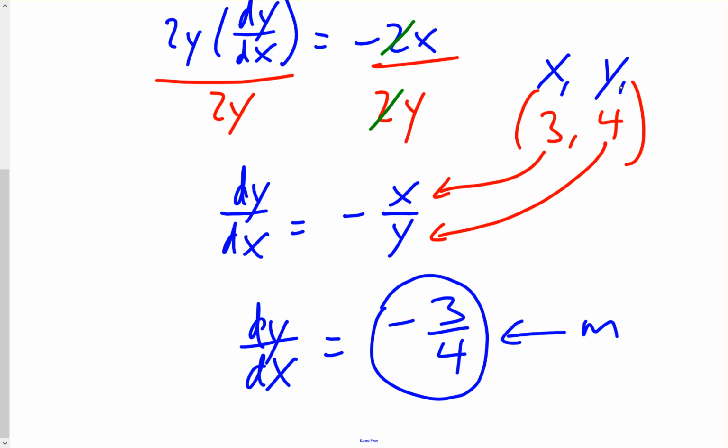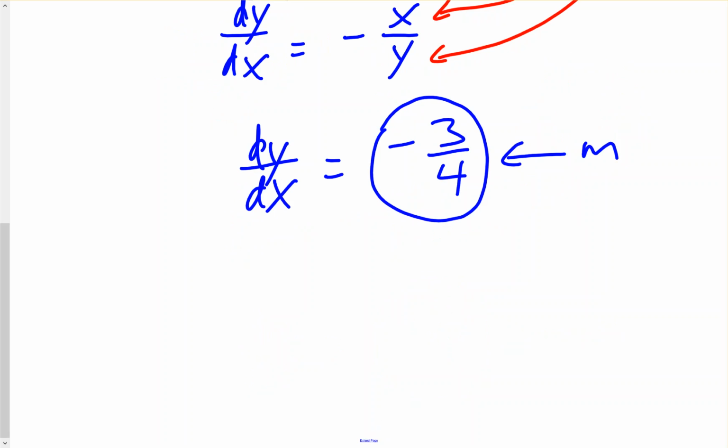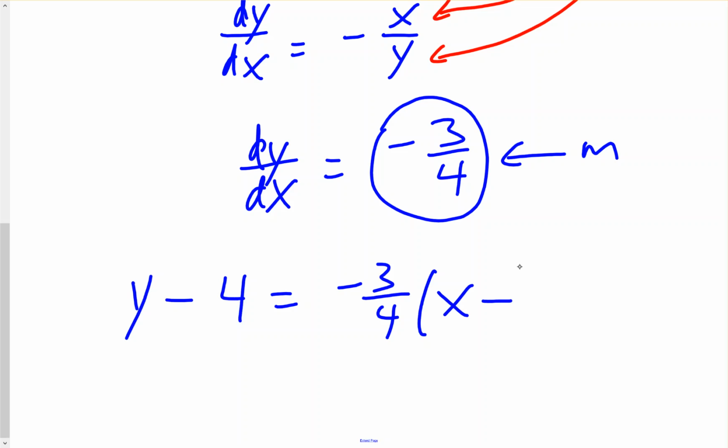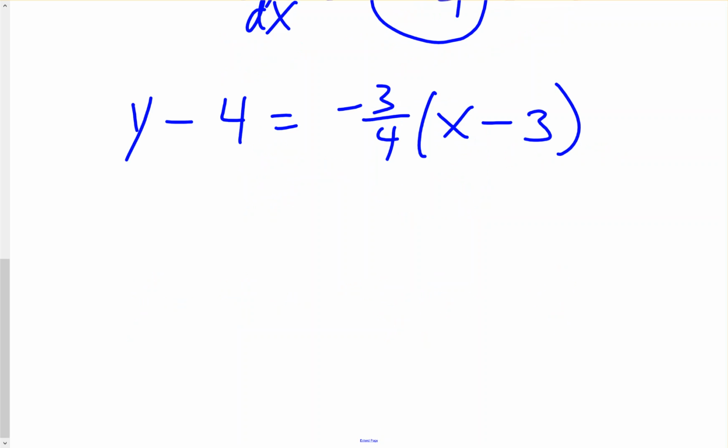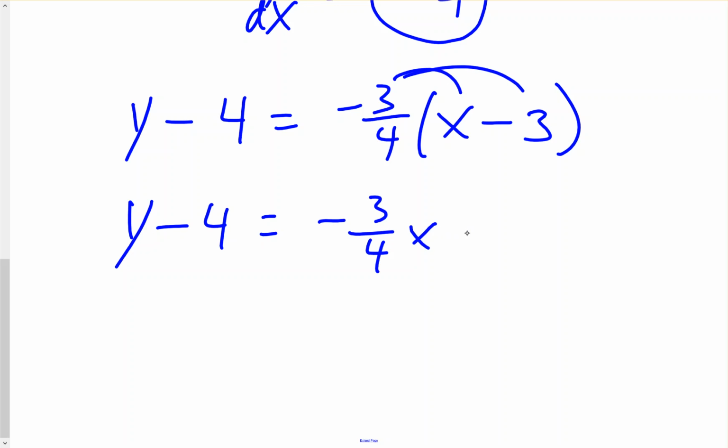This is like x1, y1. And so now we could come up with our equation for the line. We would have y minus 4 equals negative 3/4 times x minus 3. That would be in point slope form. And then to get it in slope intercept form, we could just distribute the negative 3/4. So we'd have negative 3/4 x plus 3 times 3 is 9, 9/4.